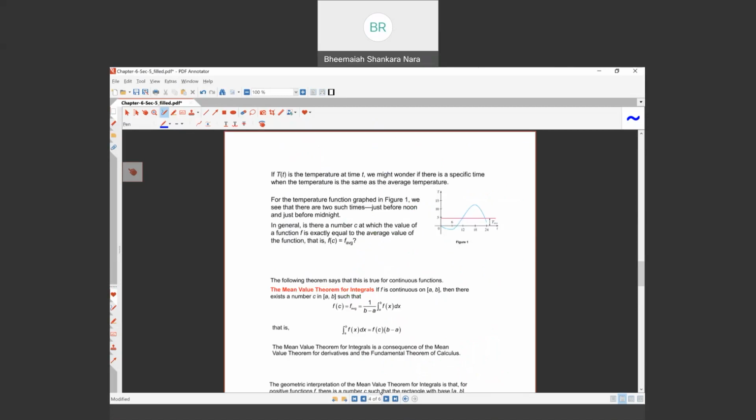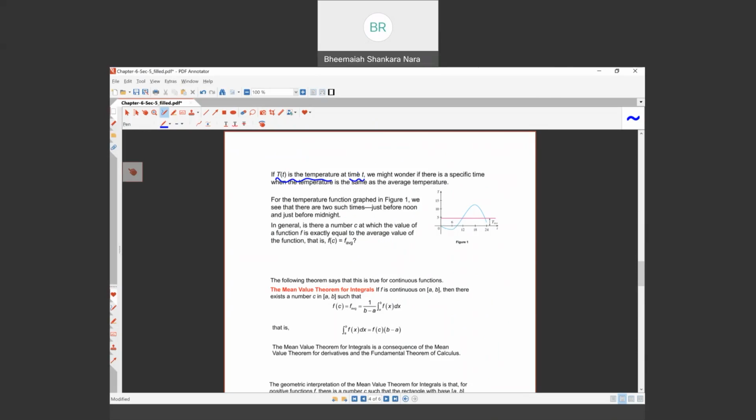The next one, suppose capital T is the temperature, which we already discussed on the top, say at the time small t. Now we wonder if there is a specific time when the temperature is the same as the average temperature. So let's try to answer this question using the mean value theorem.